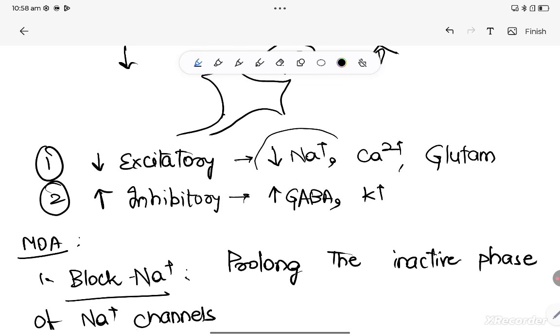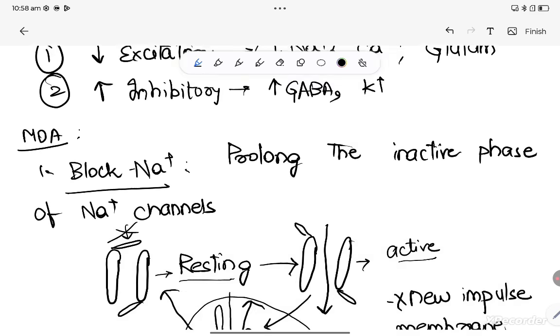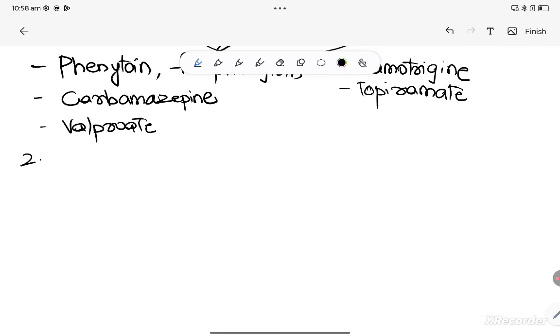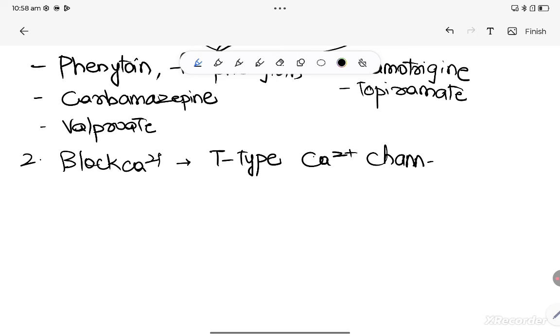So, we have finished sodium. Now, let us talk about calcium. With respect to calcium, our main thing is they should block calcium channels. Calcium channels which are present in our brain are mainly restricted to T-type calcium channels, or thalamus type of calcium channels. So, the drugs which mainly modulate T-type calcium channels, or inactivate or block or inhibit T-type calcium channels, include ethosuximide, valproate.